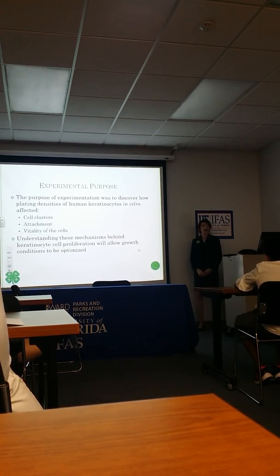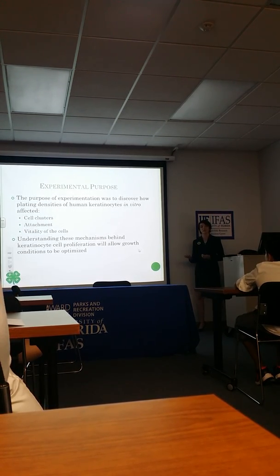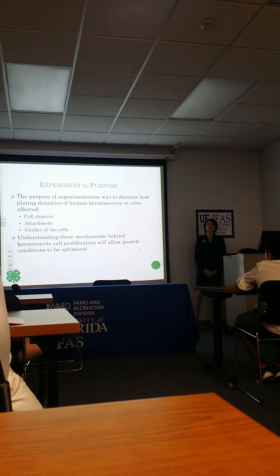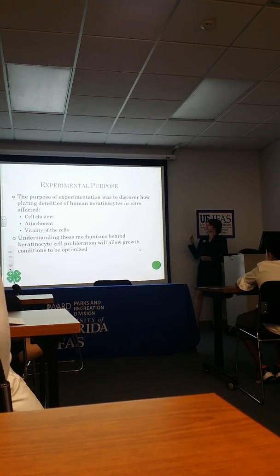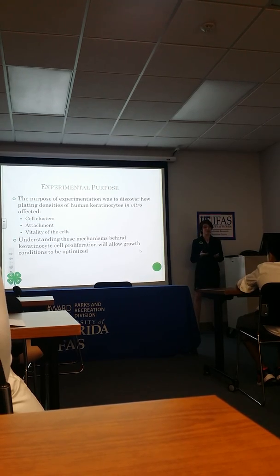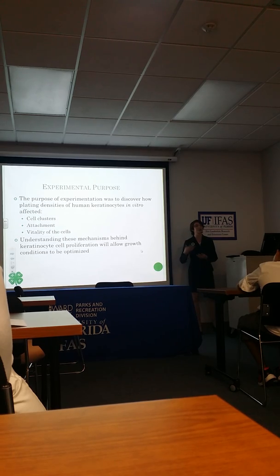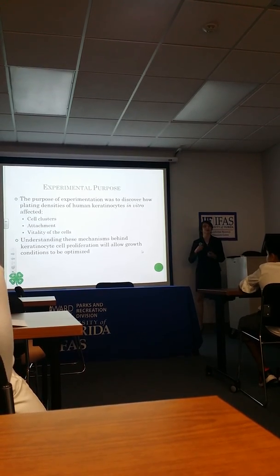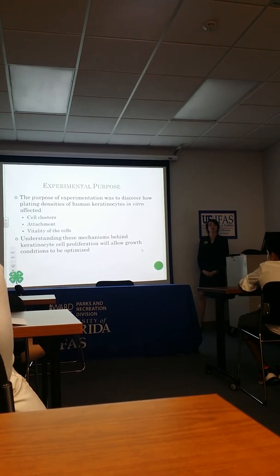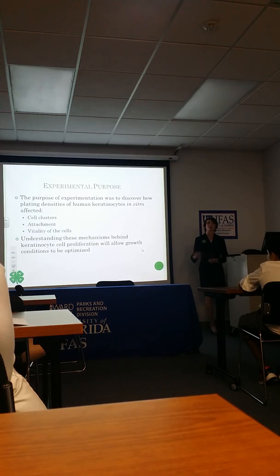And in my experiment, I want to determine how the plating densities I discussed, the number of cells per square centimeter in my culture flasks, allowed human keratinocytes to grow in the laboratory and affected the way the cells cluster, the way they attach to the cell flasks, and the vitality of the cells, or how the cells were able to live. Understanding the mechanisms behind this type of cell and its growth allowed my growth conditions to be optimized in experimentation when you're using these types of cells in a laboratory setting.